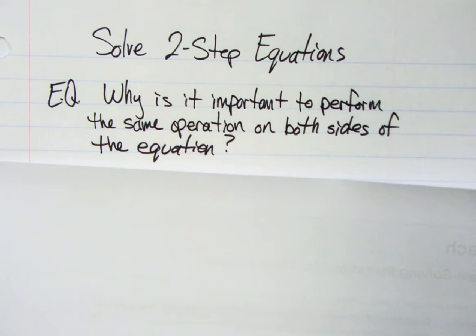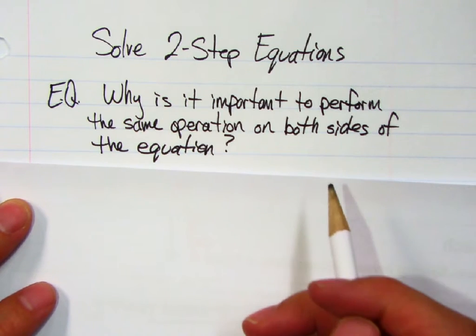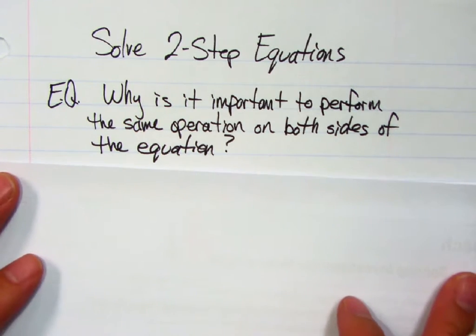All right, we got solving two-step equations. Why is it important to perform the same operation on both sides of the equation when solving? All right, so let's get started.